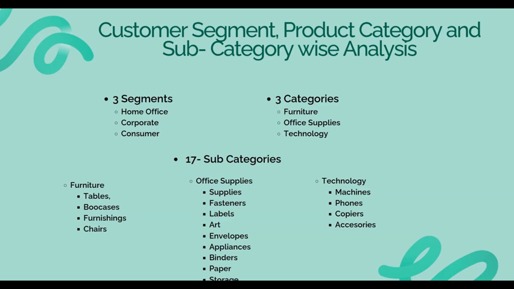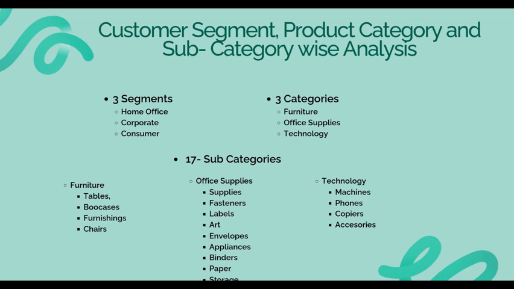Now we'll analyze the data from a different perspective: from the point of view of customer segment, product category and subcategory. Here we have three segments of customers: home office, corporate, and consumer. So these are the three customer segments.